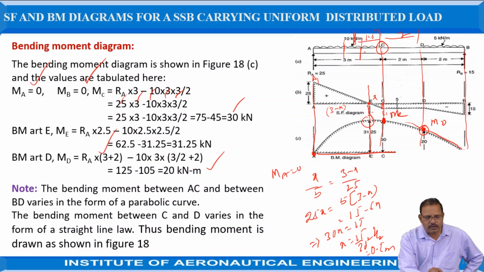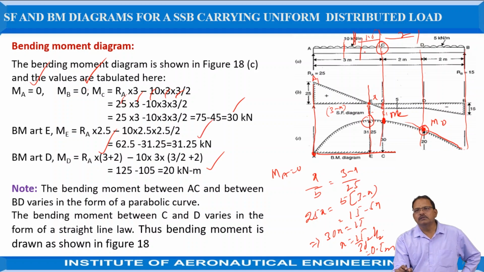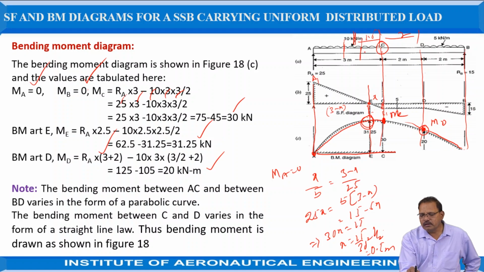1.5. So from this relation, M is equal to RA into 2.5 positive, minus the total load, which is 10 into distance 2.5, multiplied by 2.5 by 2, it is equal to 31.25. So here represent 31.25. Just join all these points by a smooth curve, which follows a parabolic curve. This is known as the bending moment diagram for the beam.